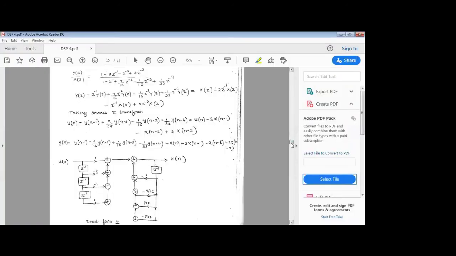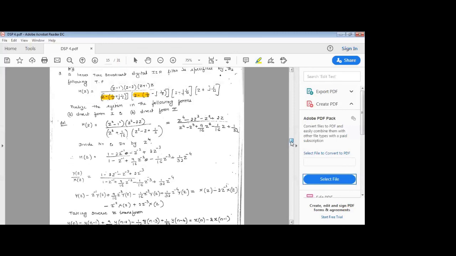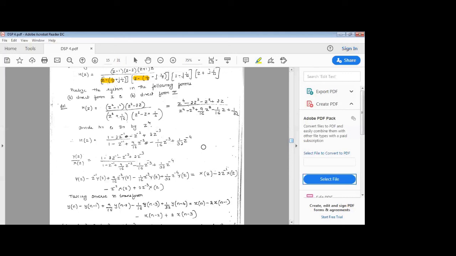Yes, coming down to the second numerical here, the transfer function h of z has been given. By simplifying both the numerator and the denominator, then dividing by your highest order, the highest order is nothing but z to the power of 4. I can finally obtain my transfer function in the form of delay elements, that is y of z by x of z, which we will get in the form of 1 minus 2 z inverse minus z to the power of minus 2 plus 2 into z to the power of minus 3 divided by 1 minus z inverse plus 9 by 16 z to the power of minus 2 minus 1 by 16 z to the power of minus 3 plus 1 by 32 into z to the power of minus 4.